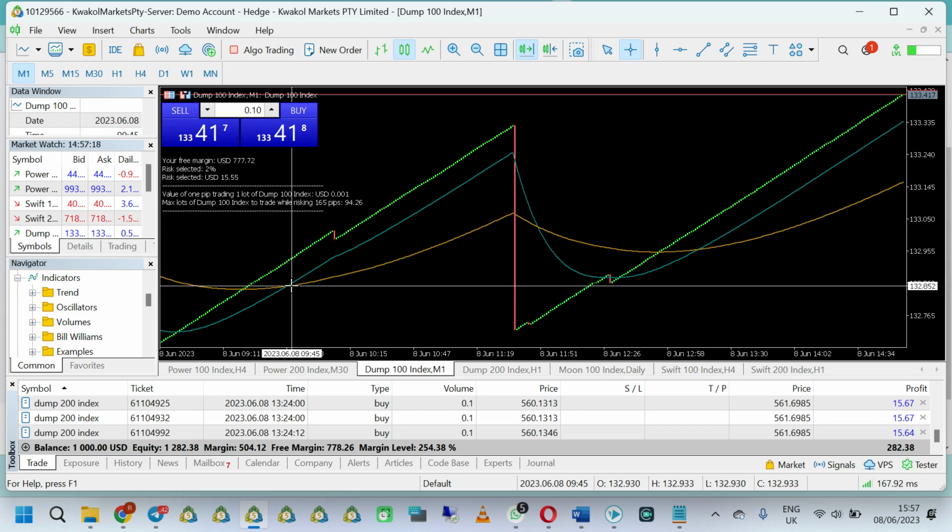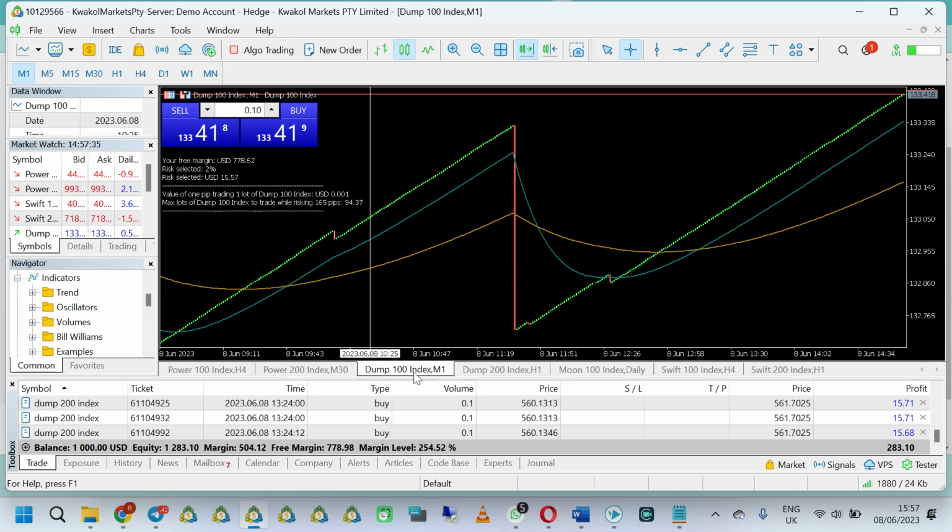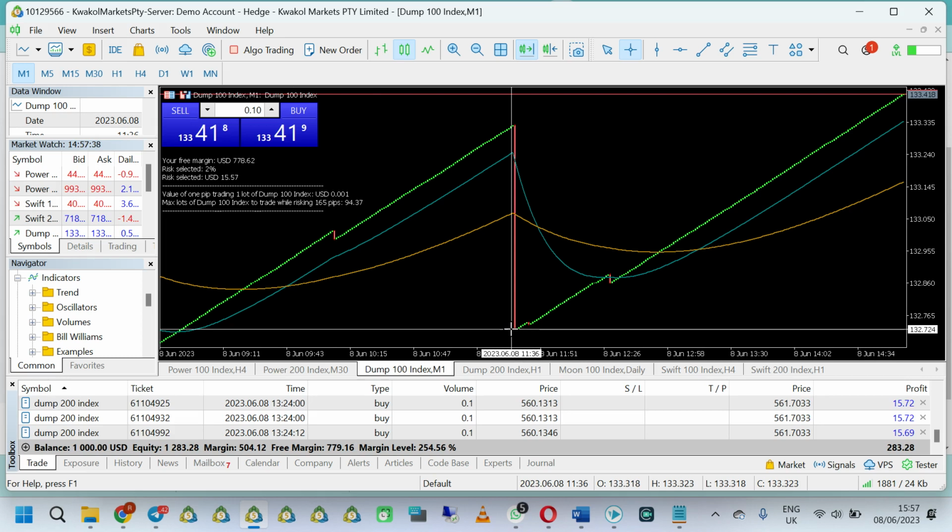So what is ideal on a $100 account, if you are trading Drop, is to trade 0.1 or 0.2. Why I said 0.1 or 0.2 is that this market can move a long time before there is a spike. And if it moves from 132 to 137, you are going to make $50 with 0.1. That is what you're going to make if you trade 0.1.